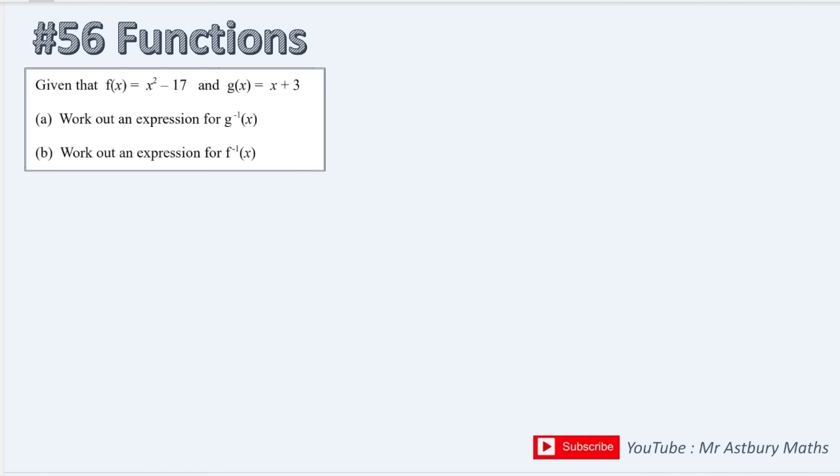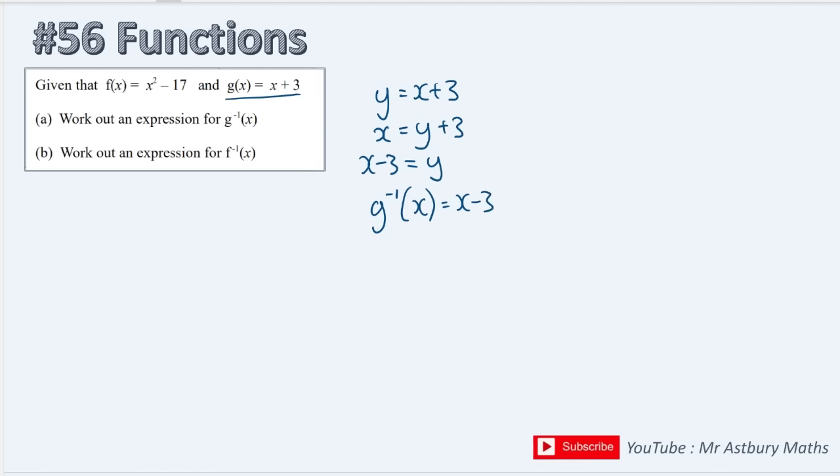Here we're asked to work out the inverse function. So what I'll do is I'll take g and I'll write that as y is equal to x plus 3. I will then swap the x and the y over. So the x's replace the y's and the y's replace the x's. I will then make y the subject by subtracting 3 from both sides. And then I will write that g to the minus 1 of x is equal to x minus 3. And that's how you find the inverse function.